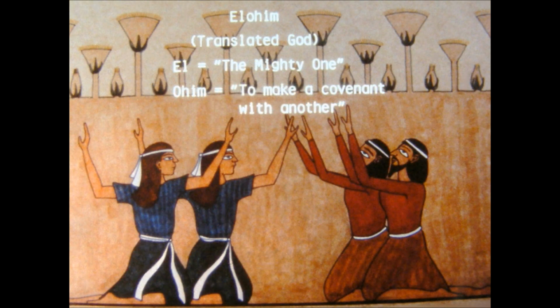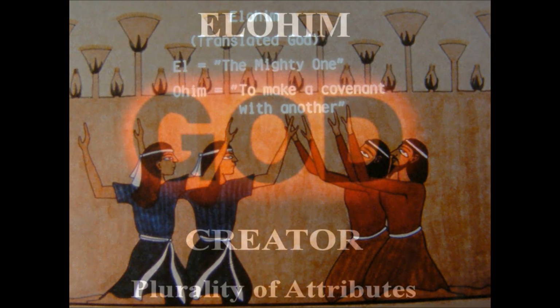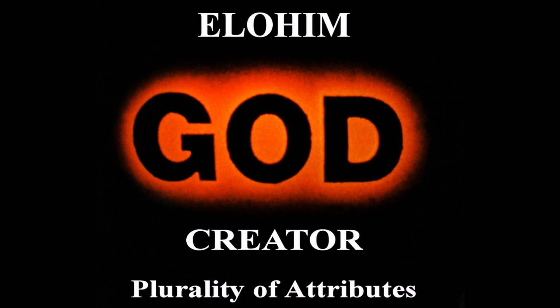The third name of God, found approximately 2,570 times in the Old Testament, is Elohim. In breaking down the name Elohim, note that it contains El. Ohim comes from the term Allah, meaning to make a covenant with another. This name of God, Elohim, conveys the idea of strength with creative and governing powers. Elohim is God as creator, putting his omnipotence into operation in creation.